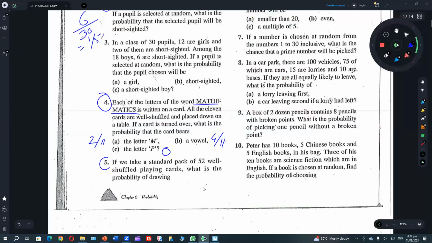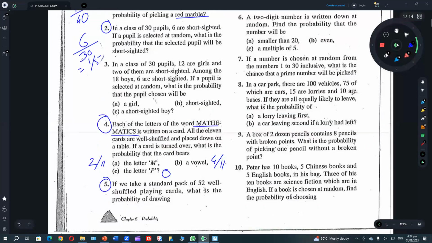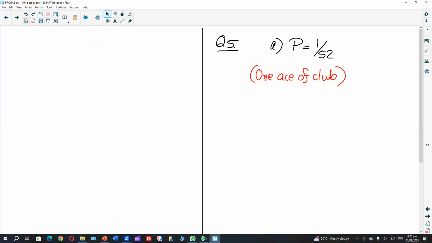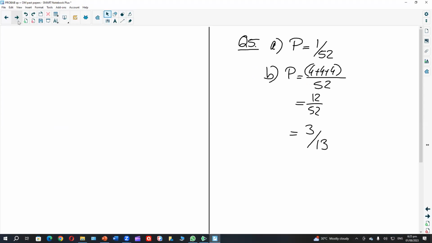So A is the ace of club. There are 4 aces in the total pack. In every suit, there is one ace. So there are 4 aces, so there is one ace of club. King, queen, or jack, one of them. Joker: technically, joker is not part of the pack. So the probability of joker is always 0.